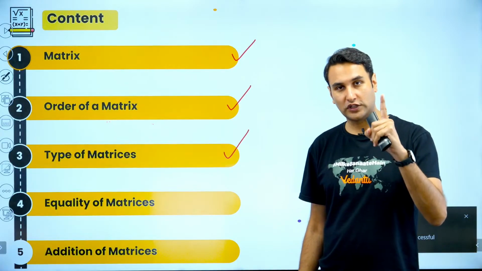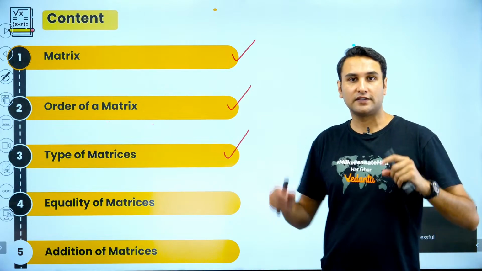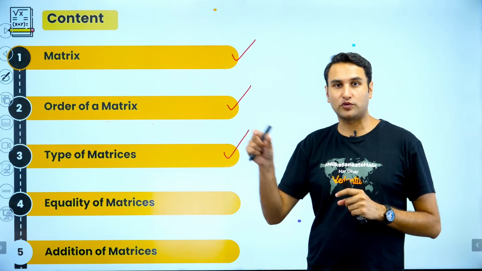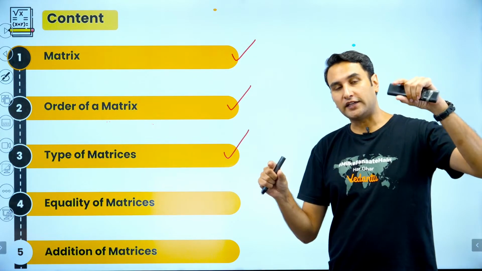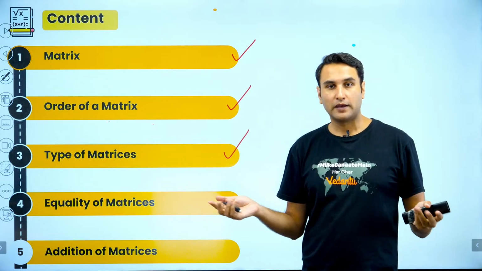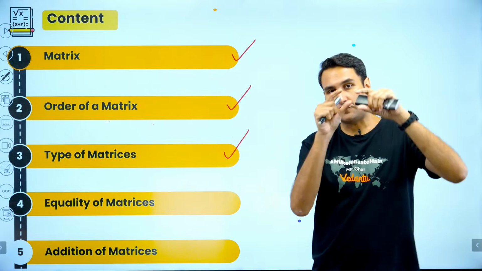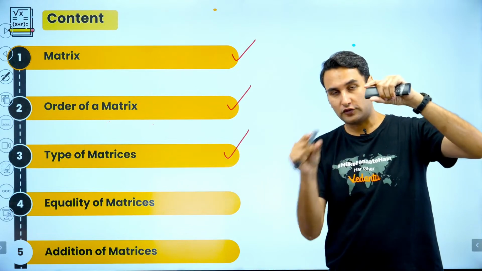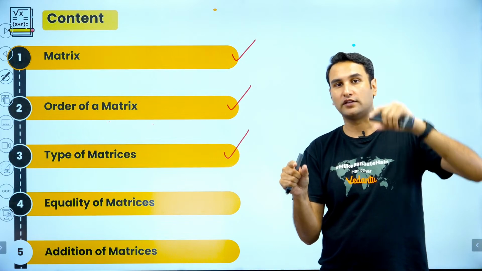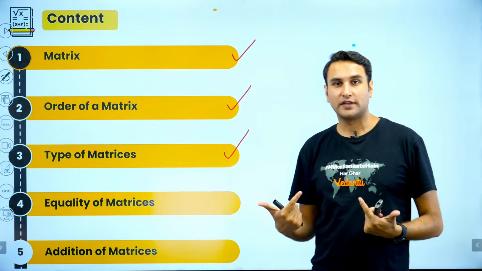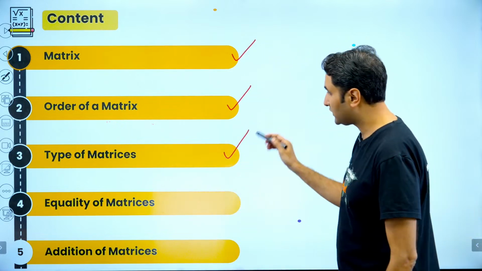Row matrix, only one row. Column matrix, only one column. Square matrix, m and n are same, rows and columns are same. Diagonal matrix, if other than diagonal, all the elements are 0. If the diagonal elements become equal, scalar matrix. If the value of all these equal elements in the diagonal matrix become equal to 1, identity matrix, right? If all the elements are 0, null matrix. So that was the types.